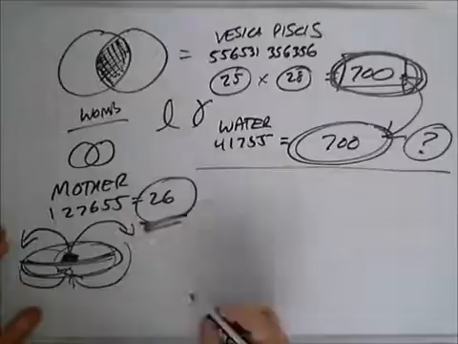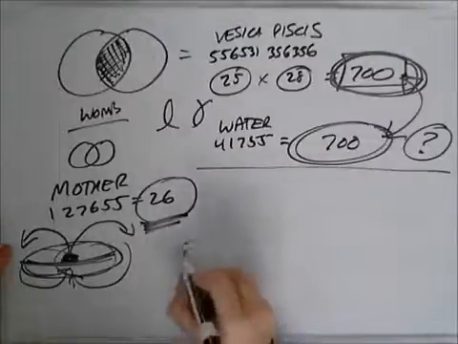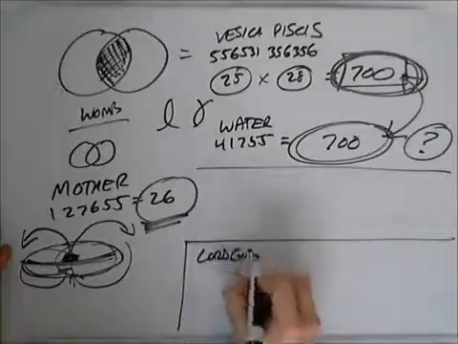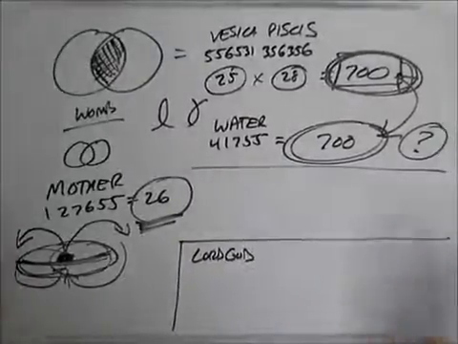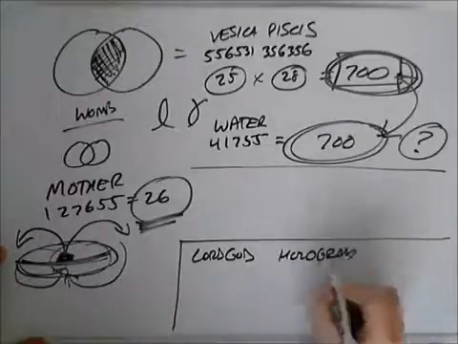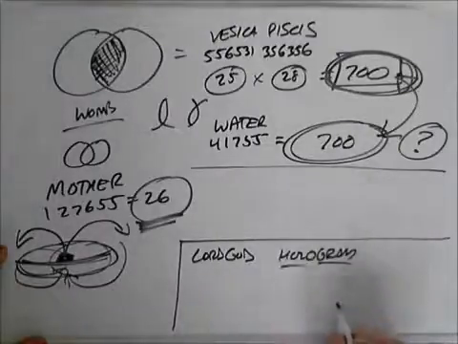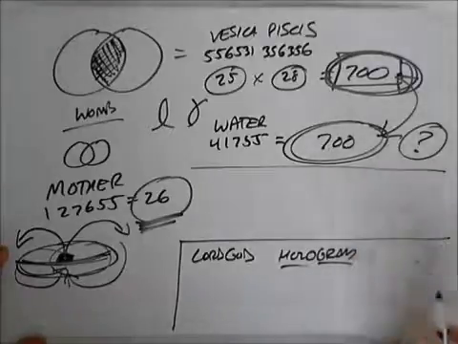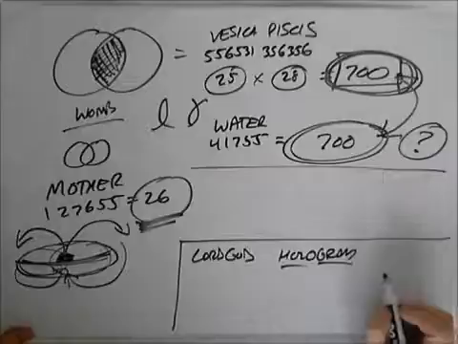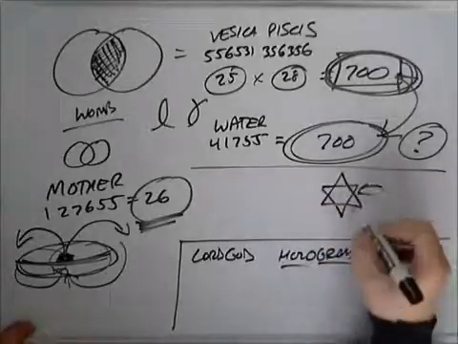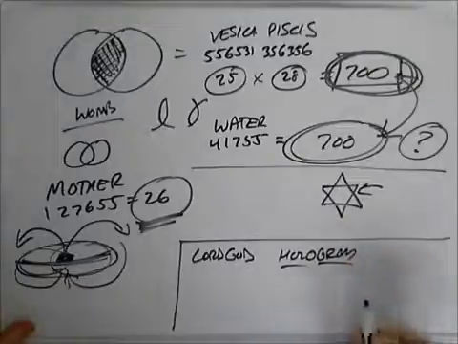Mother equals 26. What else equals 26? Lord, God. God equals 13, Lord equals 13, equals 26. We live in a hologram. Gram means message, holo means whole. Means there's a whole message. Hologram is nothing more than saying the part is in the whole and the whole is in the part. That which is above is also below, and that which is below is also above. It's a hologram.